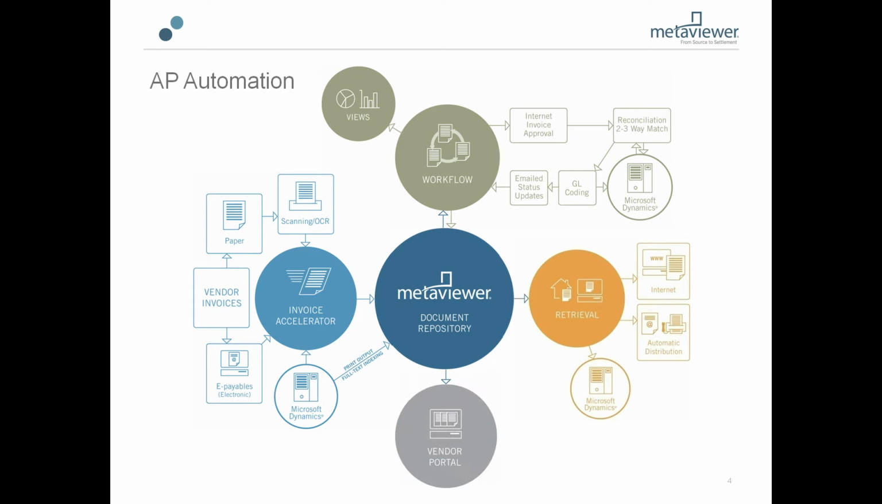The last aspect of the AP automation solution is kind of an optional component, more of a phase 2 type of a project, but all the advantages that I just talked about of how MetaViewer can bring some efficiencies to your organization, a subset of those kinds of capabilities can be given to your vendors through a vendor portal so they can log in and check the status of their invoices or maybe even perhaps upload their electronic invoices through that vendor portal.